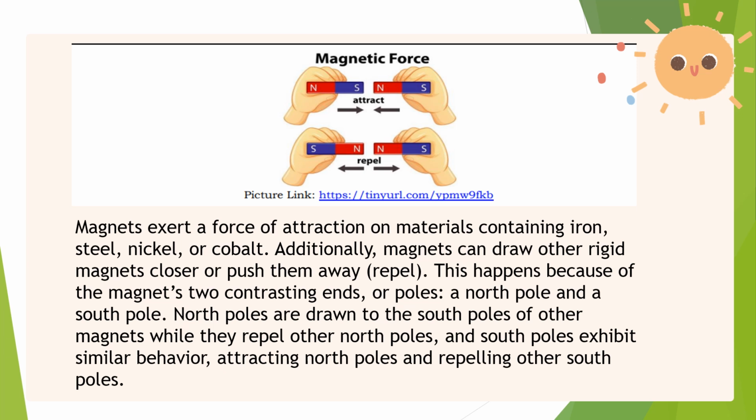Magnets exert a force of attraction on materials containing iron, steel, nickel, or cobalt. Additionally, magnets can draw other magnets closer or push them away, or repel. This happens because of the magnet's two contrasting ends, or poles, a north pole and a south pole. North poles are drawn to the south poles of other magnets while they repel other north poles, and south poles exhibit similar behavior, attracting north poles and repelling other south poles.